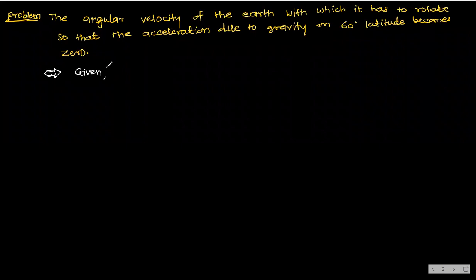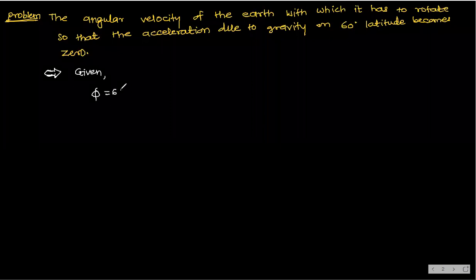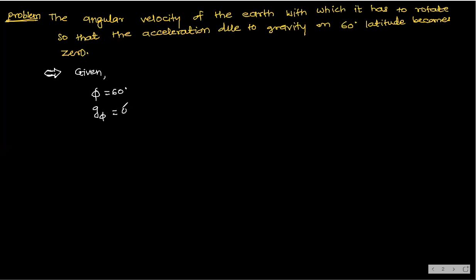Acceleration due to gravity at 60 degree latitude becomes 0. Means first they have given phi. Phi is equal to 60 degree, and g phi is equal to 0. And we have to just create the formula.